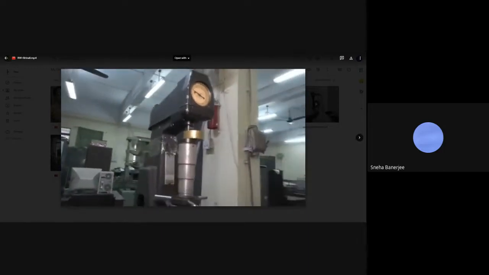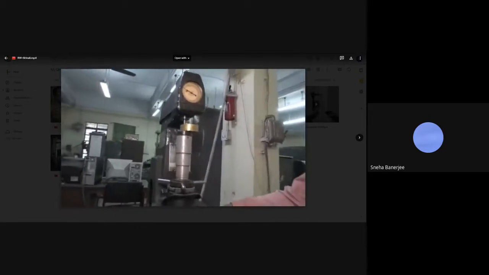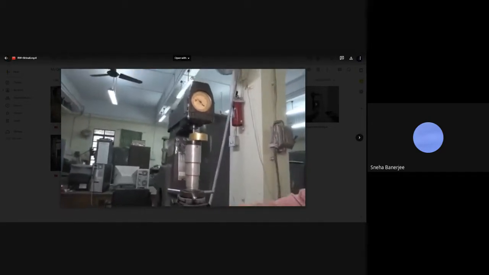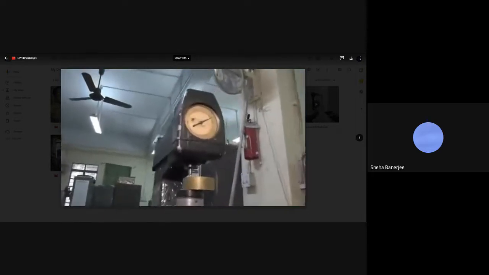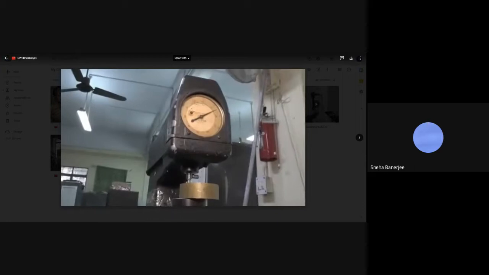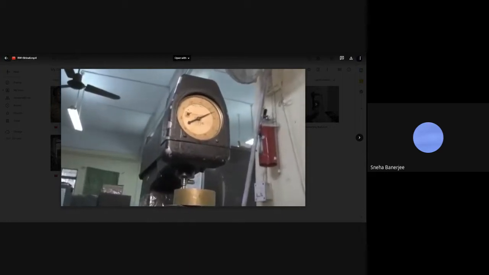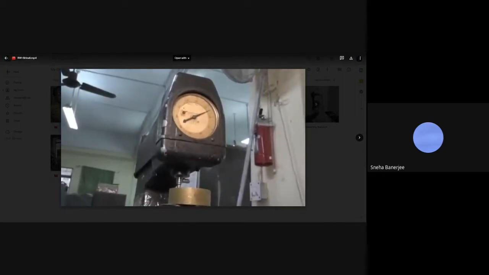It has stopped. Let us take 1 or 2 more seconds and then find out. Yes, find out the value. How much is the value? 54. So it's done. 55, 55, 54. We can take an average of these three, and that is basically the Rockwell hardness number.